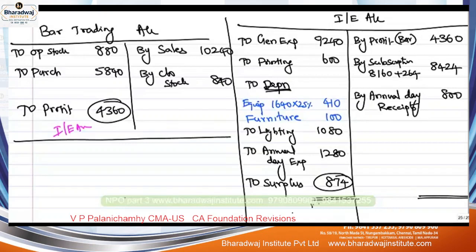Surplus. Doubt irukka? Equipment only for the opening balance we will provide. What about the purchase made in the year? That is 31.3. New equipment எப்ப purchase பண்ணிருக்கோம் பாருங்க. End of the year ல purchase பண்ணிருக்கோம். அதுக்கு depreciation வராது. Only for the opening balance how much percentage? 25%. Furniture also. Current year ல purchase பண்ண equipment க்கு there is no depreciation because it is purchased at the end of the year.